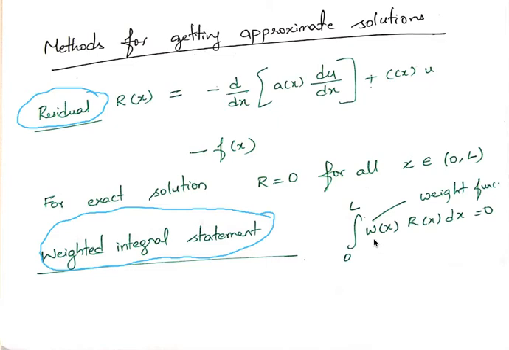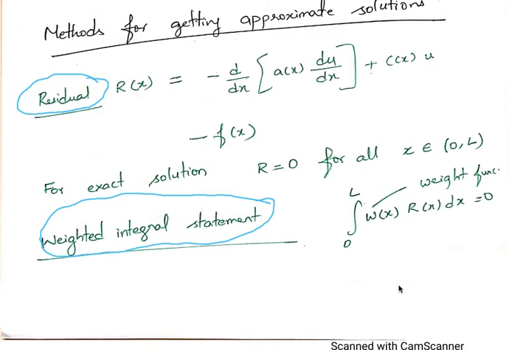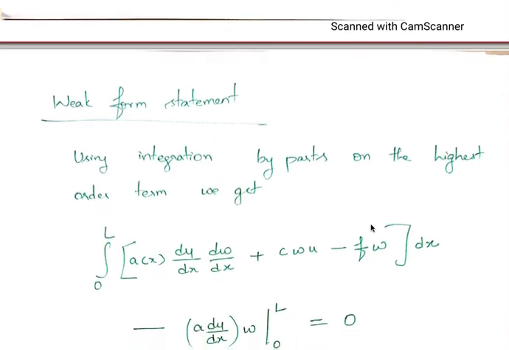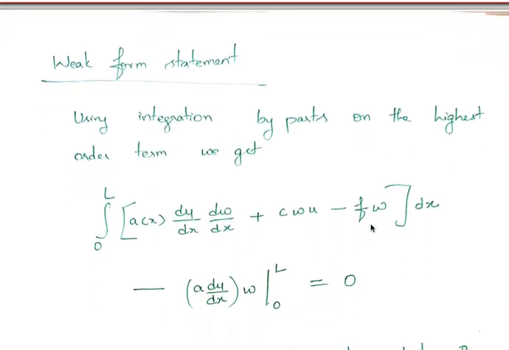So instead of saying that the residual would be 0 at all points, in weighted integral methods what we are going to enforce is that this weighted integral statement is satisfied. The weighted integral would be enforced to be 0 for a set of weight functions. That's what we are going to do in the weighted integral method. Now, in the variational methods we are either going to work with the weighted integral or we are going to work with something called a weak form.